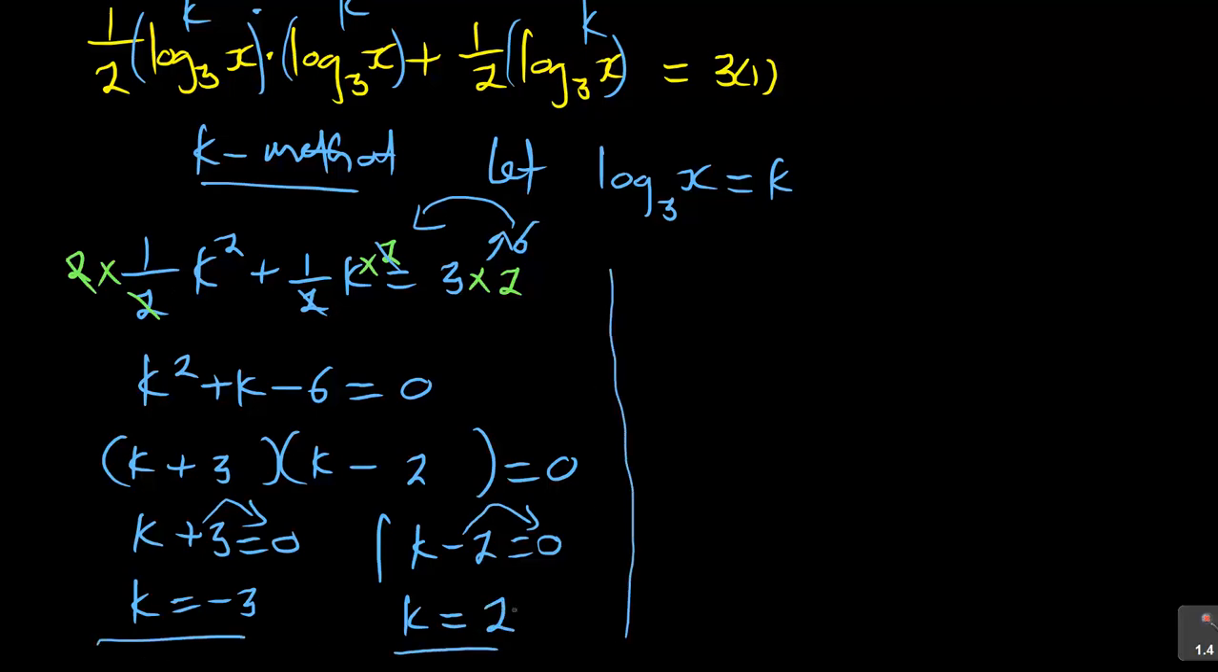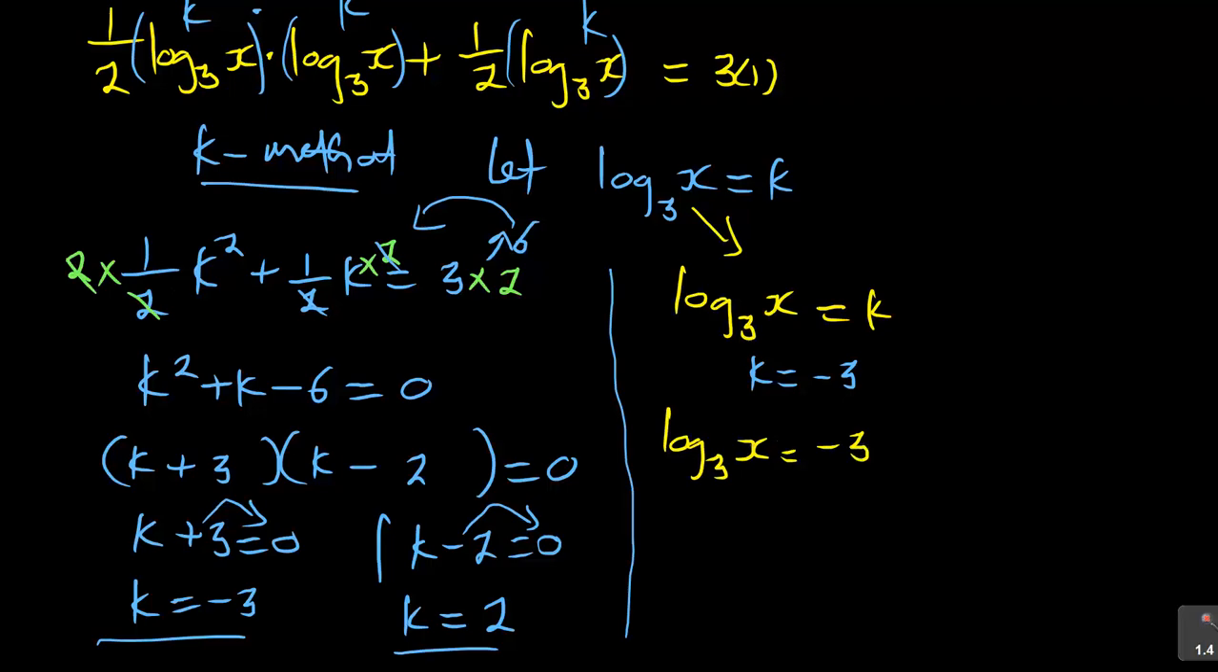But that is not your answer. You just said, let log base 3 of x be equal to K. So now you are saying K is equal to negative 3, so you substitute to say log base 3 of x is equal to -3.